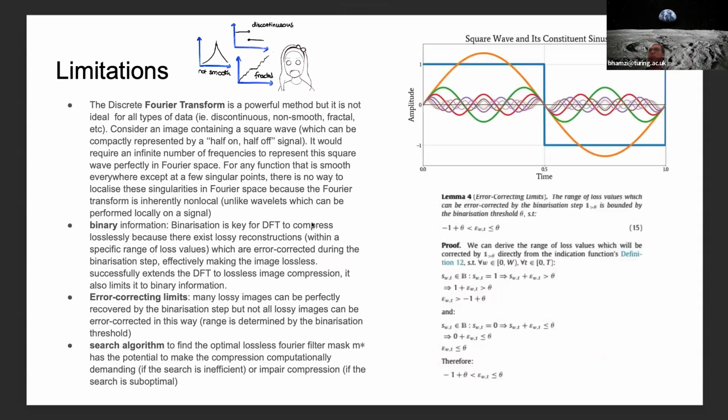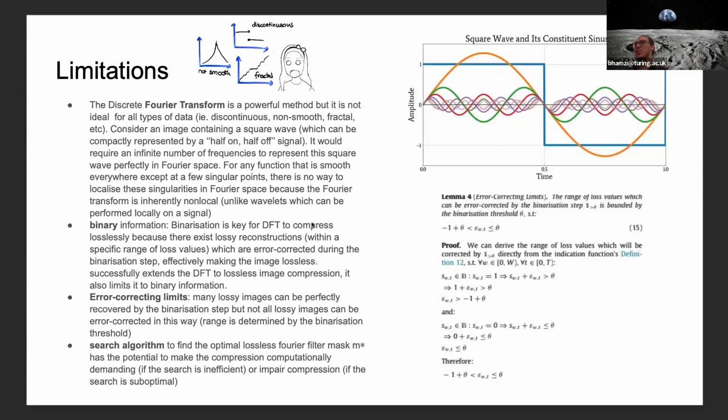And some of the limitations, obviously, is that the discrete Fourier transform is a powerful method, but it's not ideal for all types of data. For example, discontinuous or non-smooth data. You can imagine the square wave uses an infinite number of coefficient frequencies to encode it. So in that case, it's not an efficient way of encoding, whereas you could just use half on, half off as a more efficient representation of that. Binary information is key for the DFT to compress losslessly.